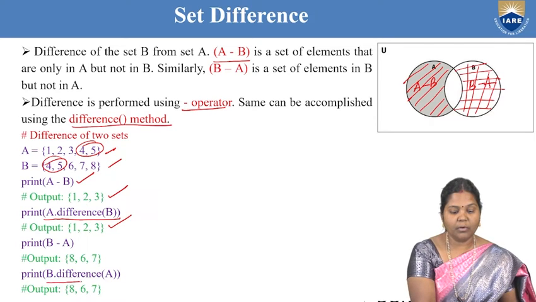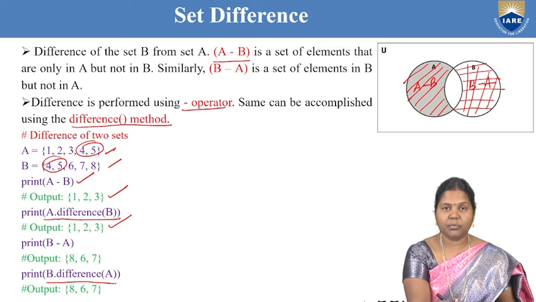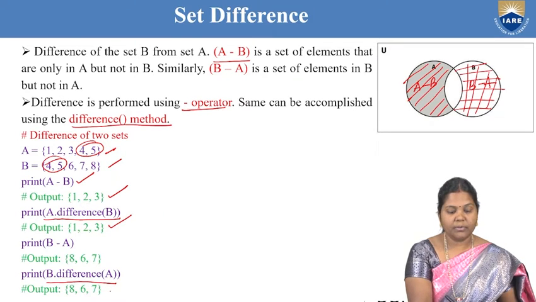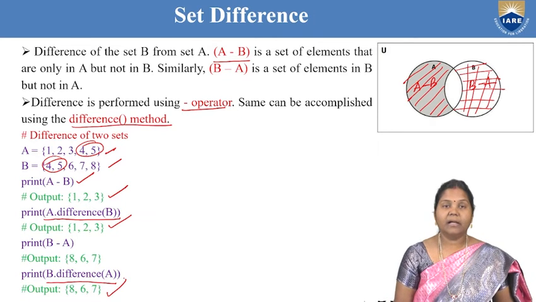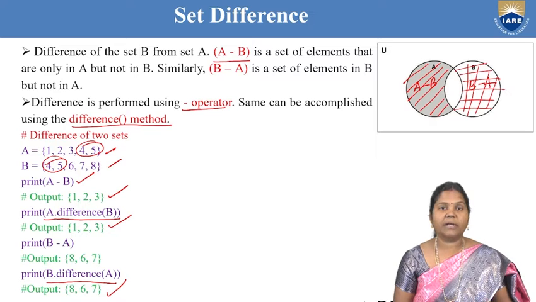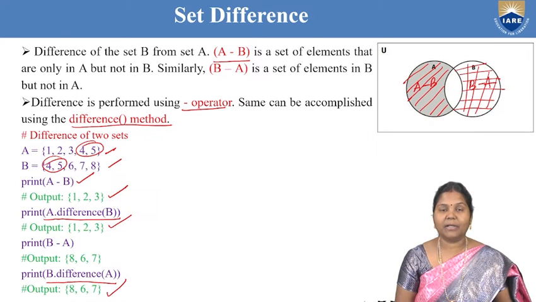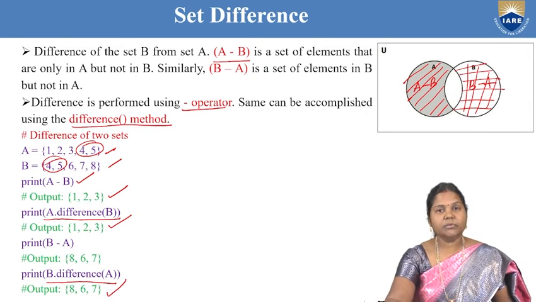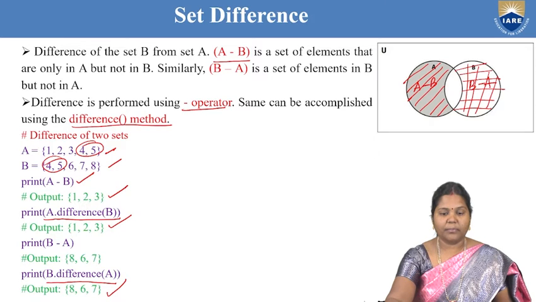Similarly, if you do B dot difference of A, then from B, it will remove the common elements of A. So, we will get 6, 7 and 8 as the difference. So, B dot difference of A and A dot difference of B will give you two different results, because A minus B is not the same as B minus A. That you need to understand. So, this is about the set difference operation.